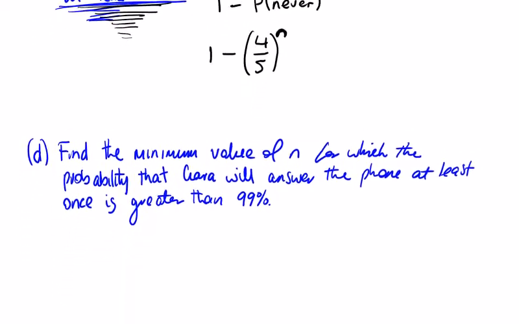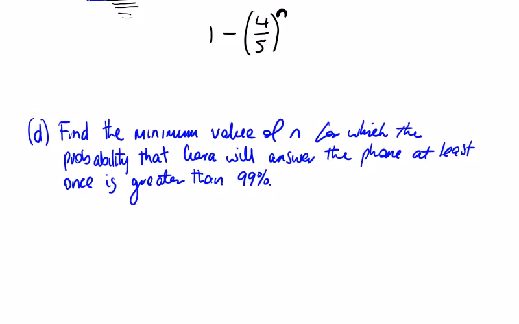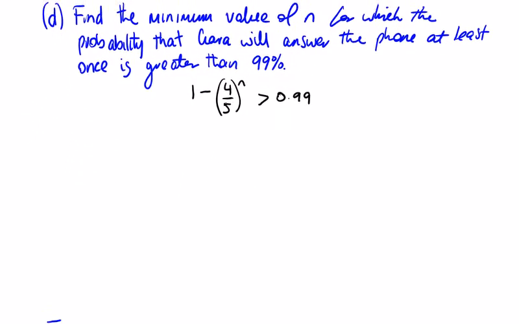So moving down, find a minimum value. I'll leave this one here because we're going to need it. Find a minimum value of n for which the probability that Kira will answer the phone at least once is greater than 99%. Okay, so that's our formula from above. 1 minus 4 over 5 to the power of n has to be greater than 99%. Okay, now I can move this up.